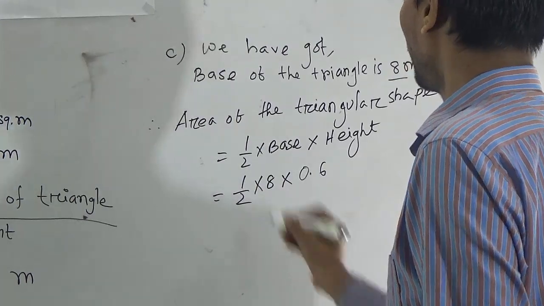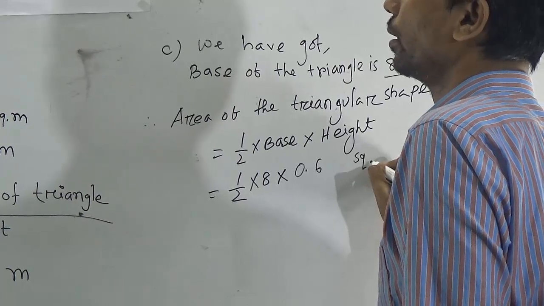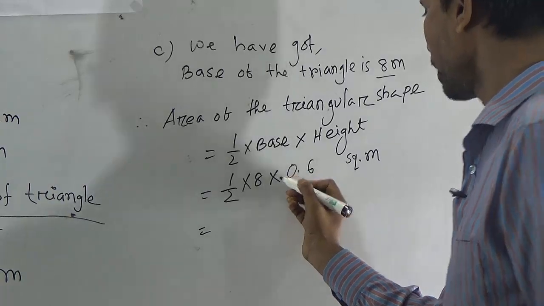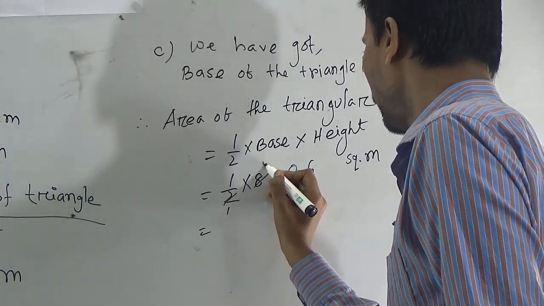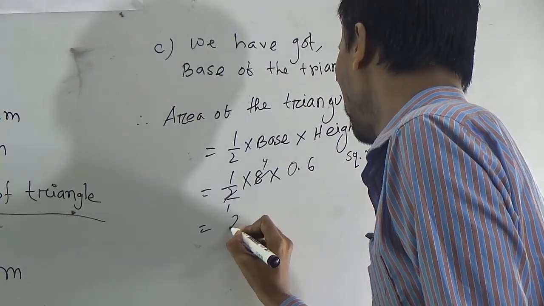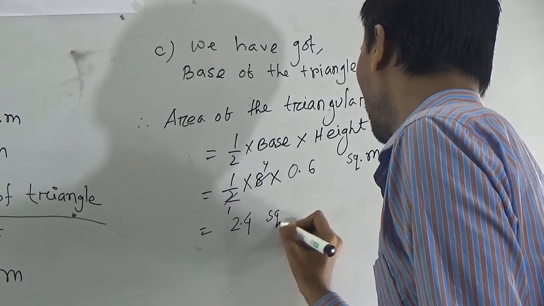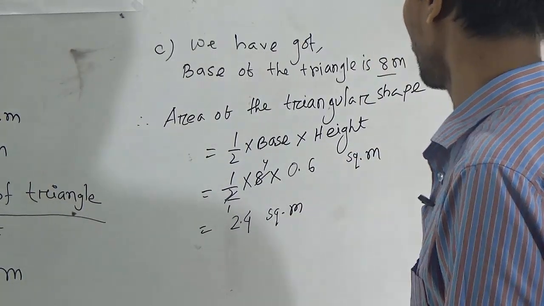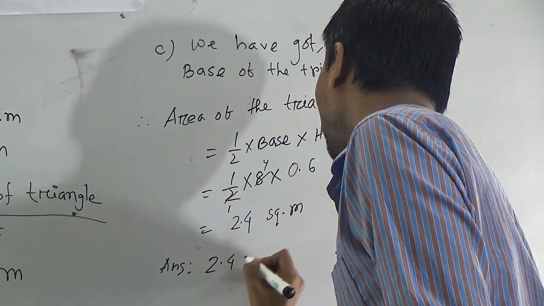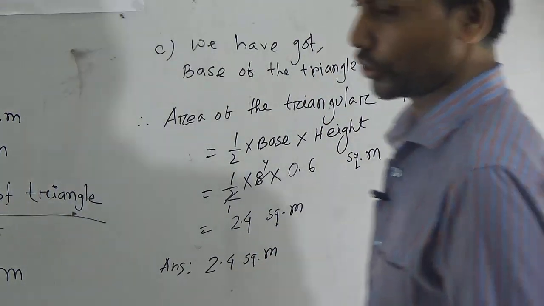Okay, now we put here 0.6. Right here the unit is square meter. Now you divide 8 by 2. 1, then you get 4. Now multiply 4 into 0.6. 4 6 are 24. After one digit you put the point. Okay. Now write the answer. Answer 2.4 square meter. Hope you understood, dear student.